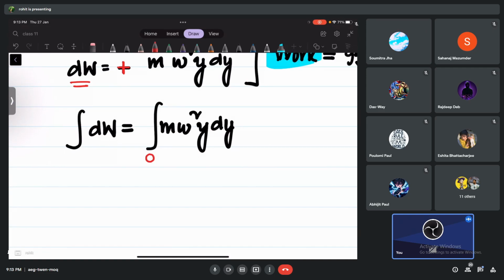I'm starting from which position? Mean position. Start from mean position. Why am I starting from mean position? Because in this position your potential energy will be equal to 0. Then I'm going to stop somewhere, right? Where do you want to stop? Let's stop in a position where the value of y becomes y. Can you understand?